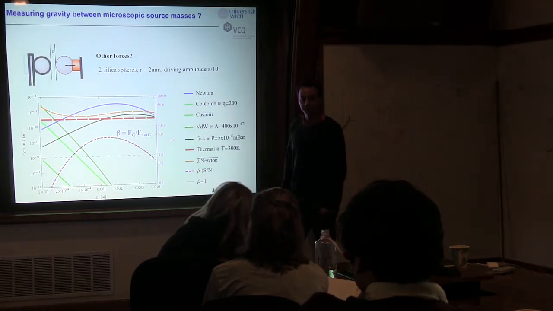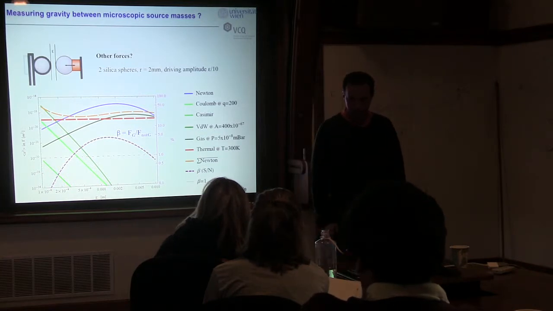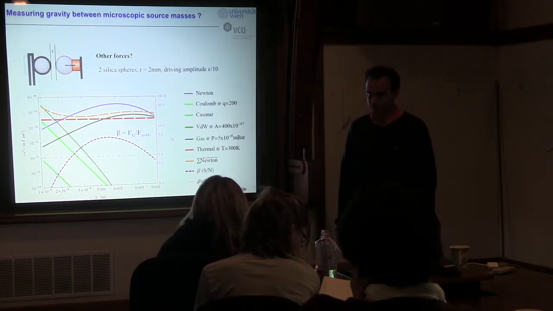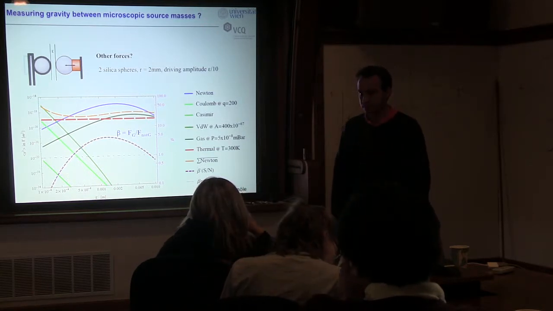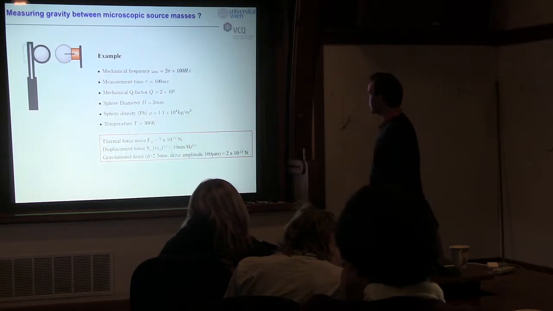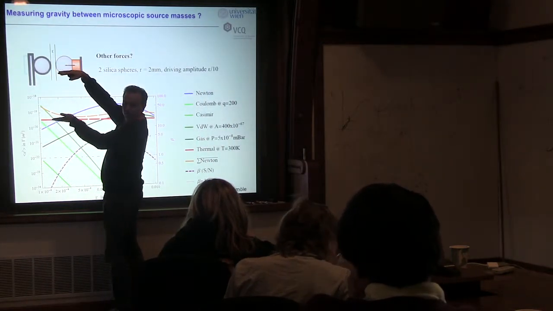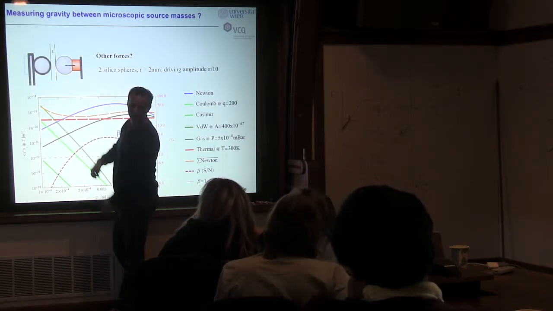I'm just wondering how the gravitational field of Earth might affect the experiment, or would it have an effect on these silica spheres? Well, in that case, just turn it around, just do it like that. And then the gravitational force just gives you a static displacement of the whole thing.